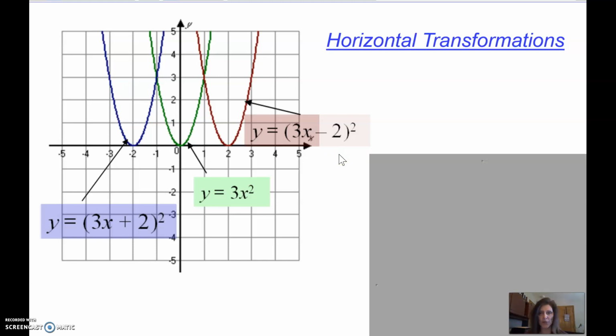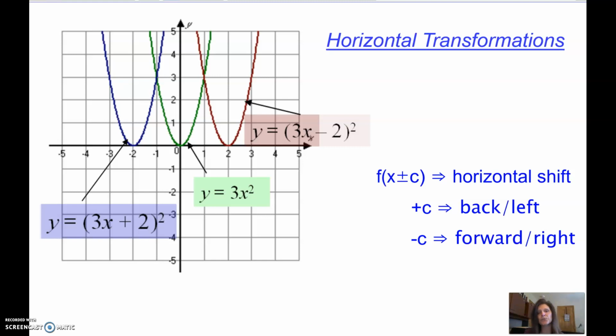The tricky part here is if you look at this red one, this is where we did minus 2, but you notice it moved forward. So this one goes opposite the way you would expect it to. If you have f of x plus or minus something, you change it inside of the function and then you do your function, you're going to get a backwards or leftward shift if you add, and you'll get something moving forward or to the right if you subtract a value.